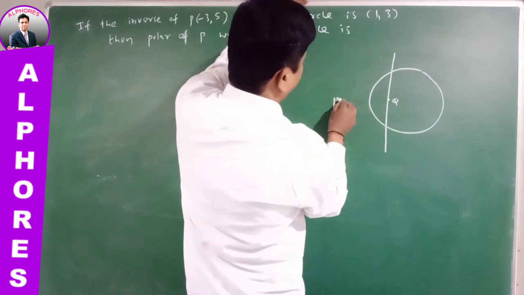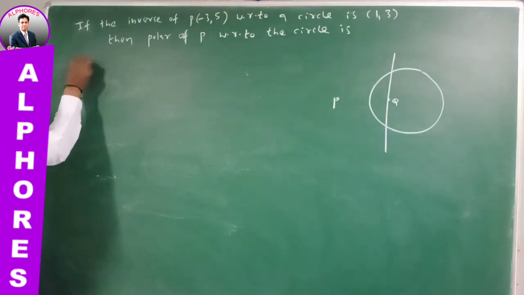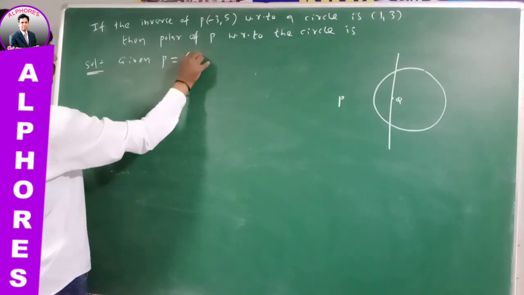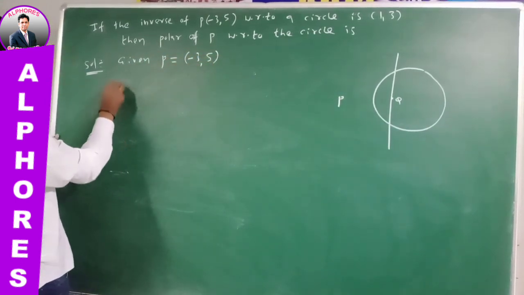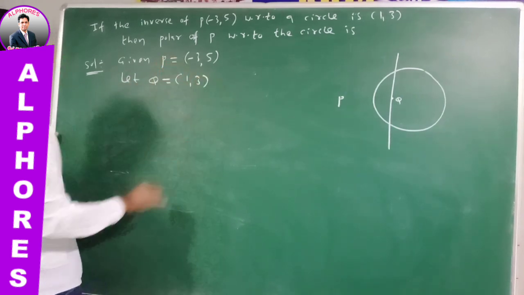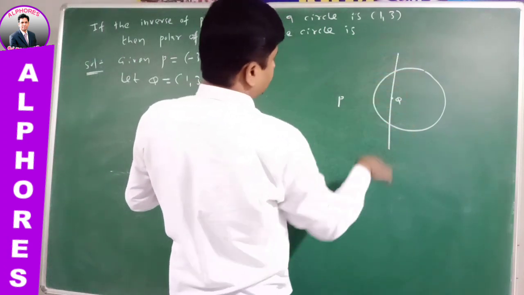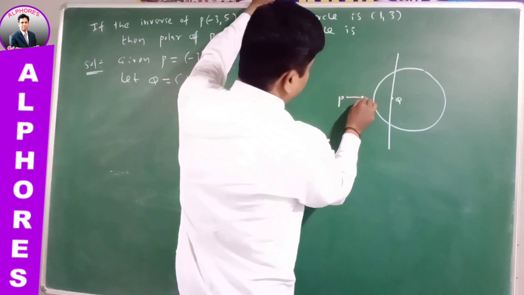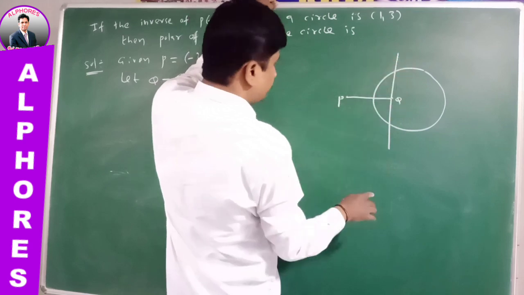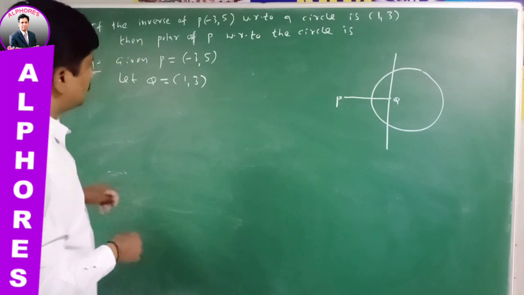Here the inverse of P is given. Given P equal to minus 3 comma 5, let Q equal to 1 comma 3. Here the equation of the polar of P. Observe, here P comma Q are given. The polar is the polar of P. Here the polar of P is perpendicular to the line joining P and Q. Therefore, first find the slope of PQ.